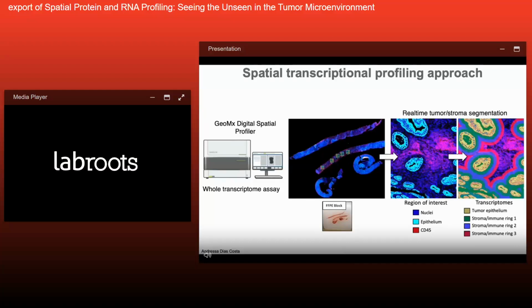And for the assay we built, we used antibodies against cytokeratin and CD45 and developed a real-time image segmentation tool that allowed us to specifically highlight areas of tumor epithelium as well as surrounding concentric rings of stromal and immune cells at defined distances from the tumor. And for each of these four different areas, we were able to perform whole transcriptome sequencing from regions containing as few as 50 to 100 cells.